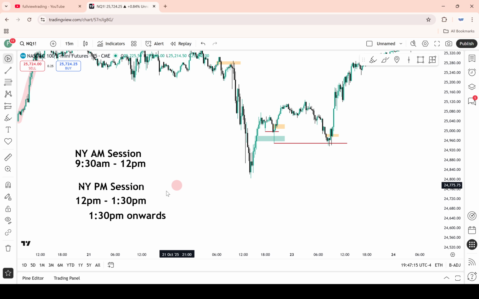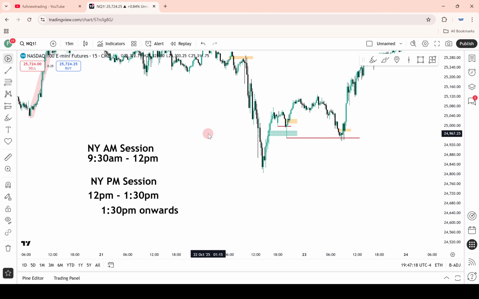So again, that's the New York AM session. That's the New York PM session. That's technically the lunch hour. You can still trade that too. If we're talking Asian session, a lot of people ask, what are the best times? What are the best macros? It just depends where the market structure lies.